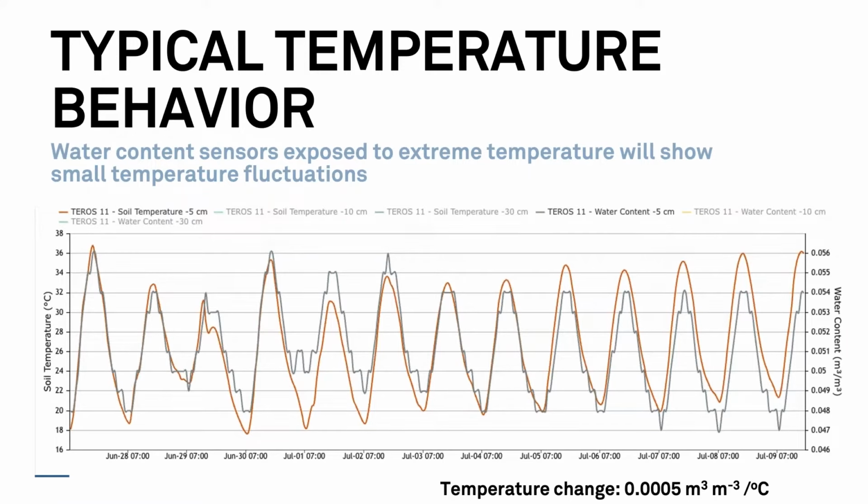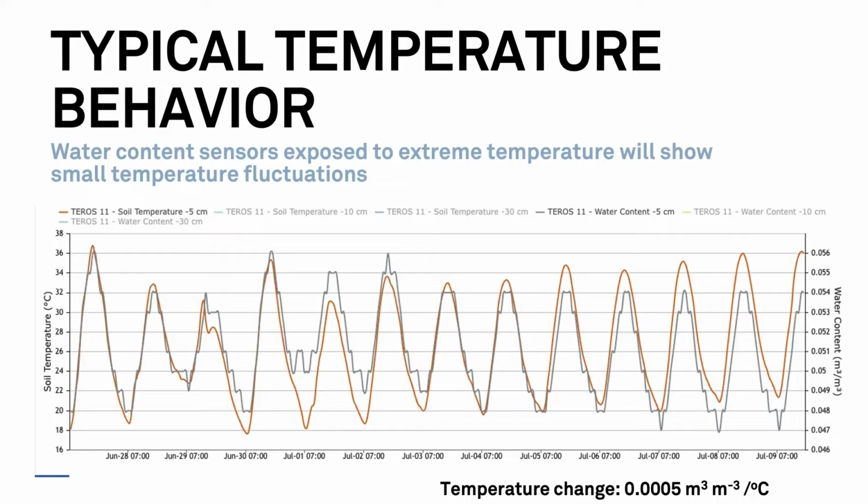Okay, so here's the typical temperature behavior. The water content sensors exposed to extreme temperature will show small fluctuations. Now, when you look at this graph, you might be thinking initially, hey, wait a second, that does not look like small fluctuations in water content. Those look big. Well, I want to turn your attention first to the left-hand y-axis, soil temperature. That's ranging for just a little less than 20 degrees, maybe 18 degrees peak to peak, 16 degrees peak to peak. That is soil temperature at 5 centimeters depth.